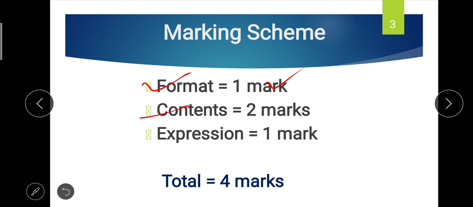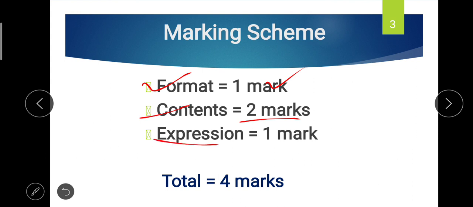Next one is content, the message and the information to be supplied, that is for 2 marks. If the information is correct, relevant to the situation, and we have supplied 3-4 value points which are valid and genuine, then we will be awarded 2 marks.